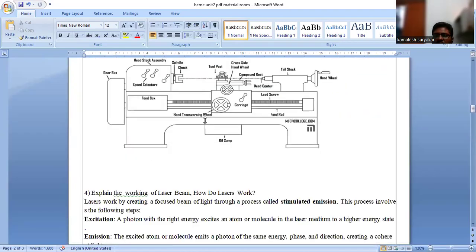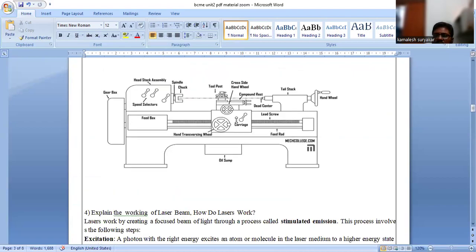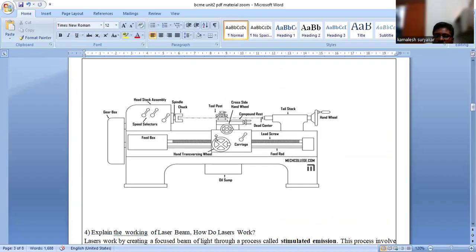Here you can see the lathe machine. This is the bed. It is generally lifted only by cranes; it is not possible to lift it by human beings. Here, see, this is a chuck. This is a spindle where the workpiece is going to be held, and this is the tool post. This tool post can be rotated, and a screw thread is there.